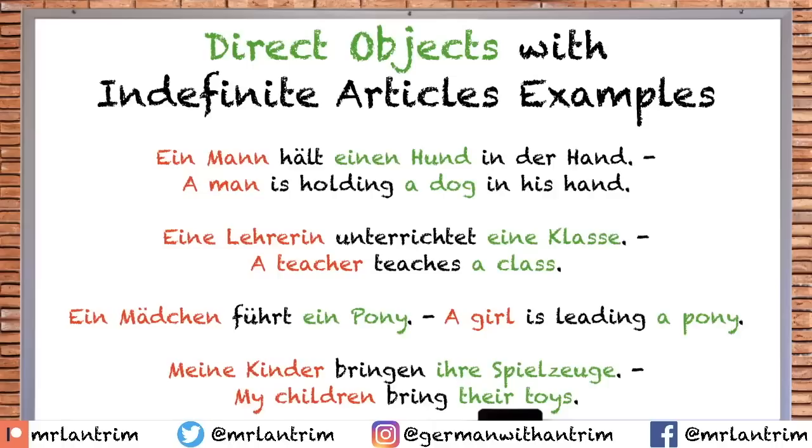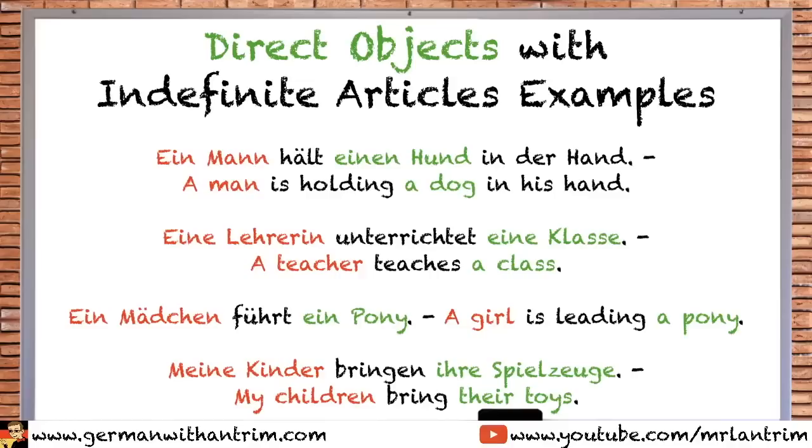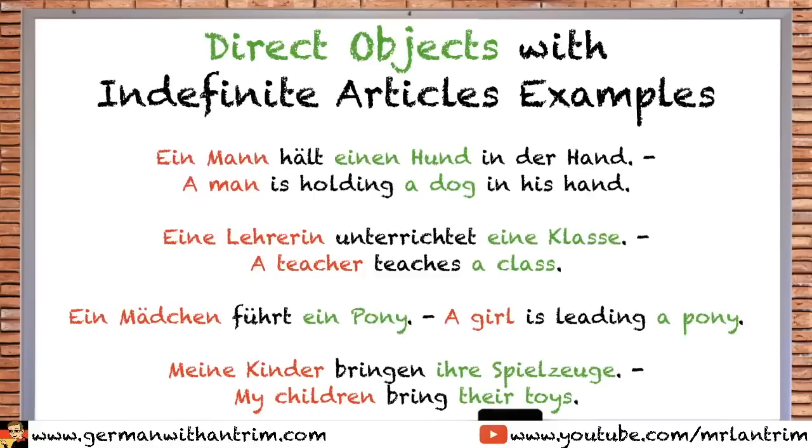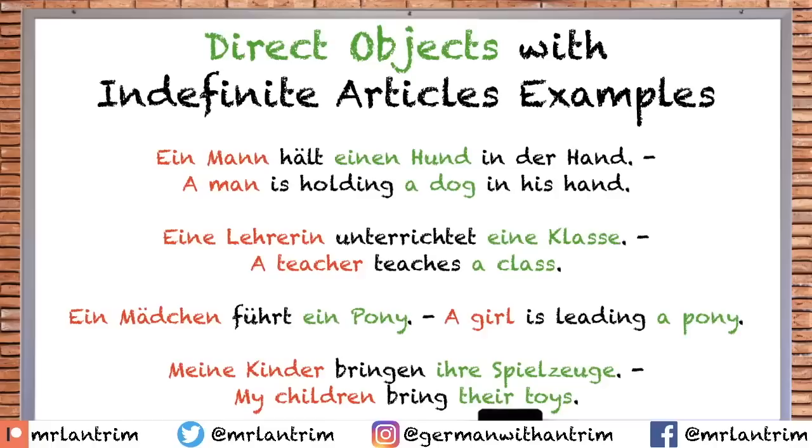For plural nouns, we need an E at the end, so we have meine Kinder bringen ihre Spielzeuge. My children bring their toys. My children are in the plural form here, so we have an E at the end. And I had to use a possessive because, again, you can't say a children. It doesn't make any sense. But meine acts in a similar situation. It's indefinite article-esque, but not quite an indefinite article. It's a possessive. So there is an E there, and their toys, ihr, is the possessive, and add an E for the formal version, or for the plural version of that.